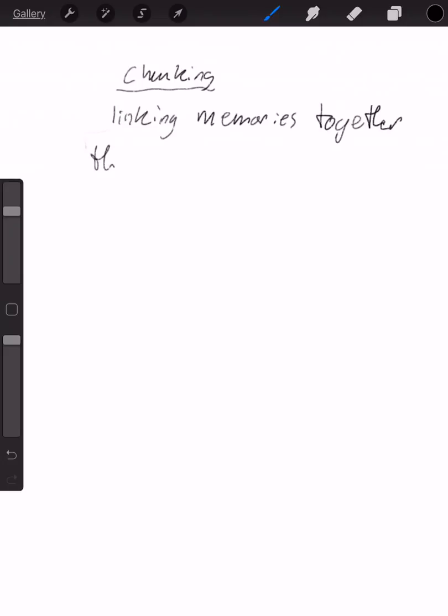Okay, so chunking: linking memories together through meaning.